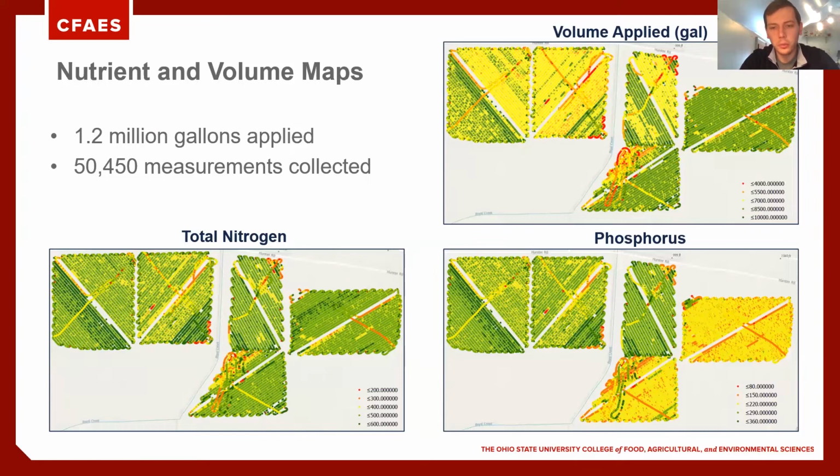This was just 2 days that we did this at one site. We pumped 1.2 million gallons of manure, and the sensor took 50,450 measurements, one every 20 minutes. I only took 25 samples at this site. And you can see how much different the variation is compared to what my samples said.